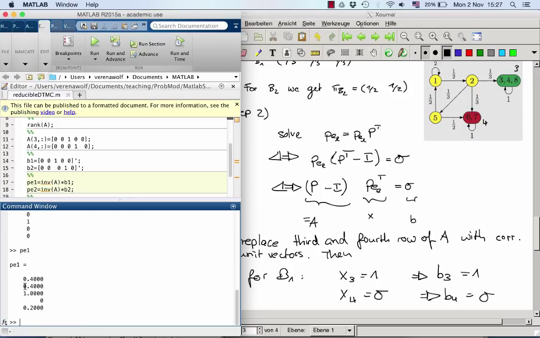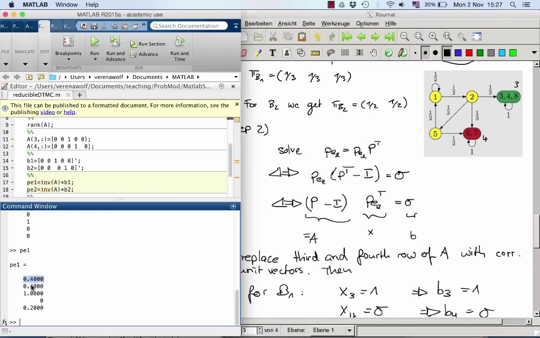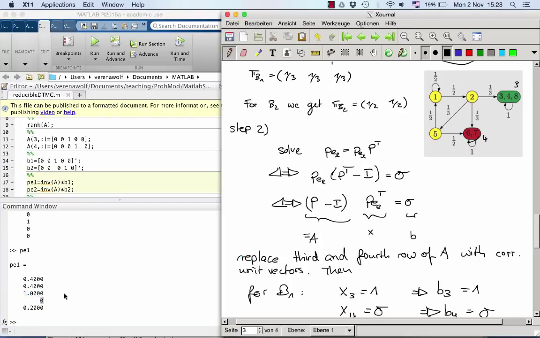And here you see now the solution, which is the probability to reach this set from the first state, from the second state. Actually, they have the same probability of reaching it. From the third, oh wait, why is this 0? Yeah, from the third state it is 1, of course. From the fourth state it is 0. And from the fifth state it is 0.2. So that's the solution for B1.